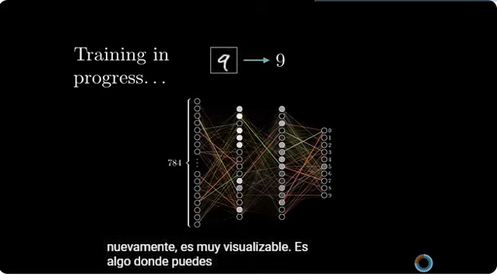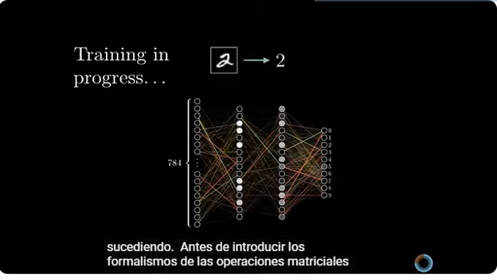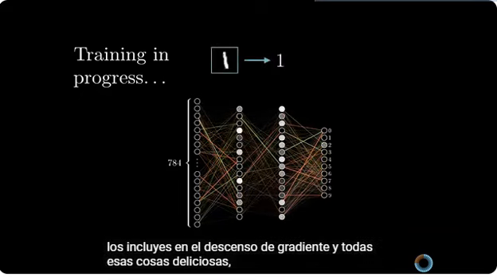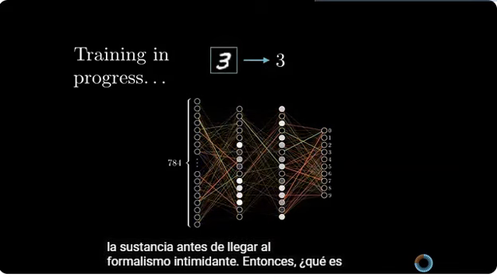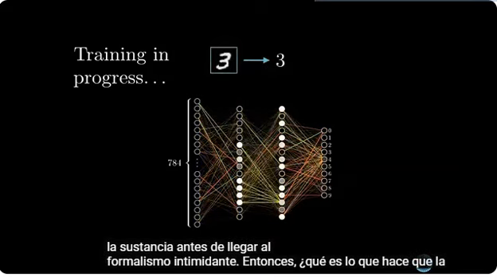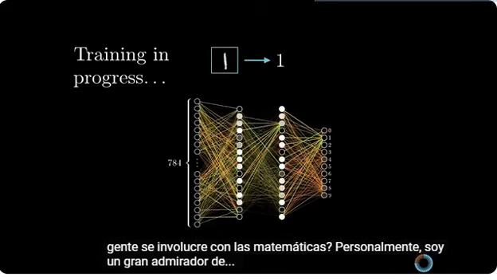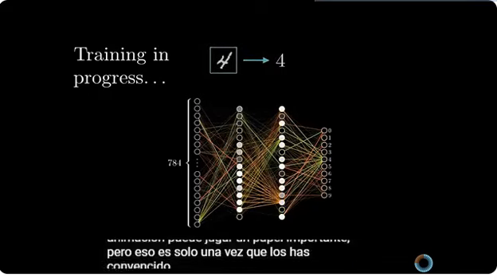It's something where you can show what's happening before you bring in the formalisms of matrix operations and nonlinearities between them and gradient descent and all of that delicious stuff. You can get to the substance before you get to the intimidating formalism. So what makes people engage with math? I personally am a big fan of visualizations. I think animation can play a big role, but that's only once you've got them bought into learning a topic.